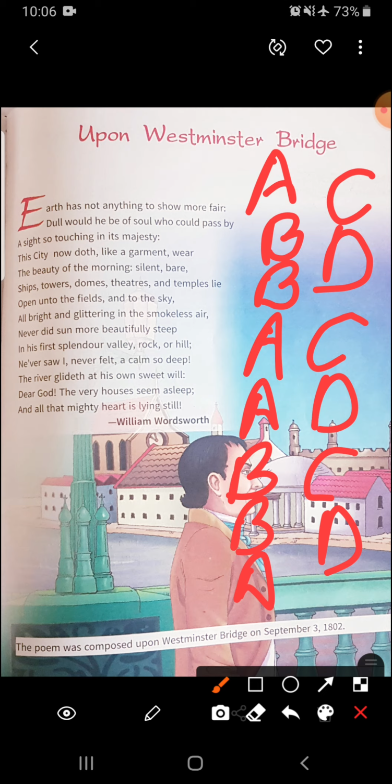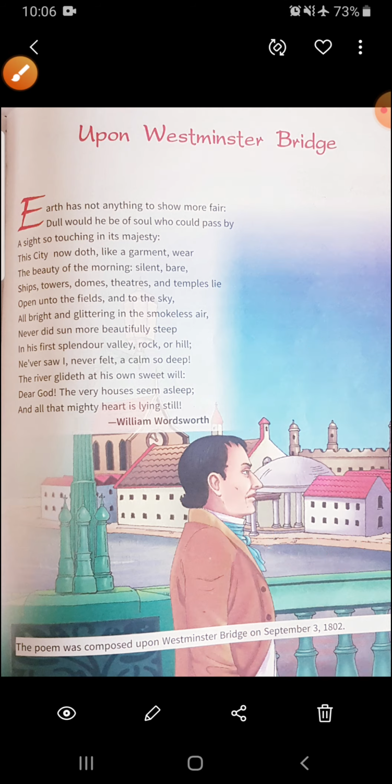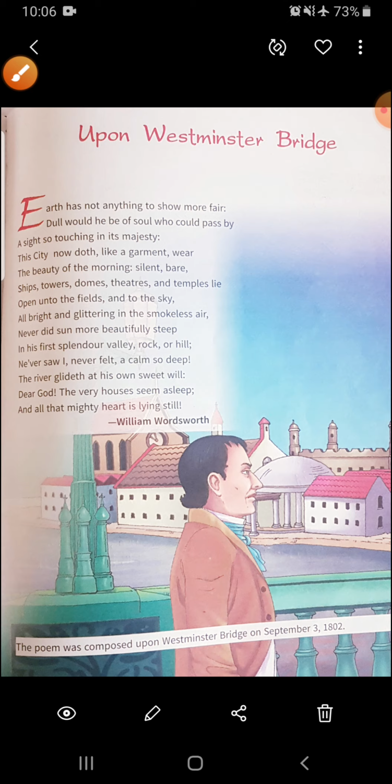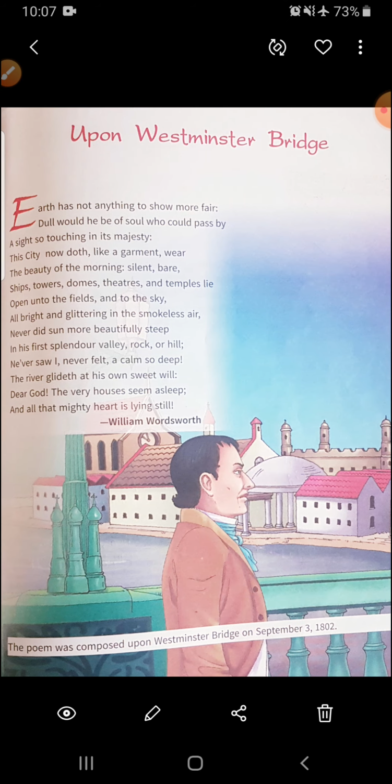Alright. Now this poem was composed upon this Westminster Bridge on September 3, 1802. Remember these things. William Wordsworth composed this poem when he was on this bridge. And which river flows there? River Thames. Okay. Now let's see what are the figures of speech, or you can say the literary devices, in this poem.